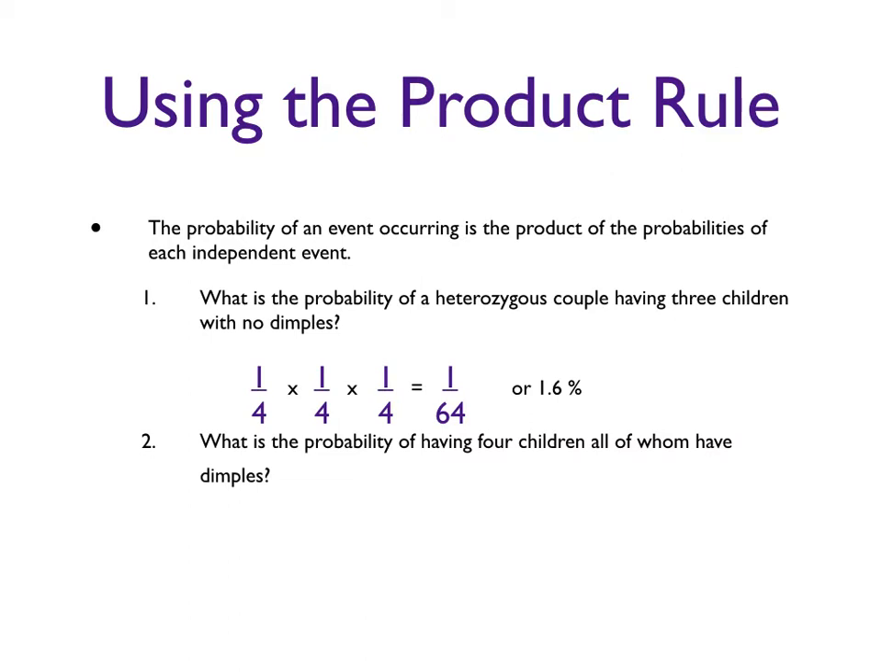Question 2 is set up exactly like the first question. Okay, first you have to know the probability of a heterozygous couple having 1 child who has dimples, and you should have determined a probability of 3 out of 4 from the Punnett square in the previous exercise. So because we want to know the probability of this couple having 4 kids with dimples, you should have said that mathematically we should have 3/4 times 3/4 times 3/4 times 3/4, which equals 81/256, or roughly 31.6%.